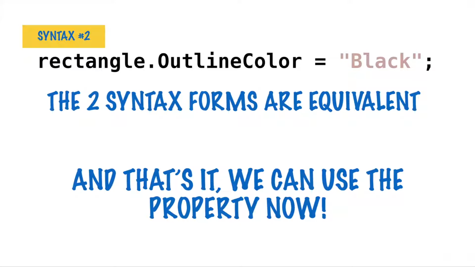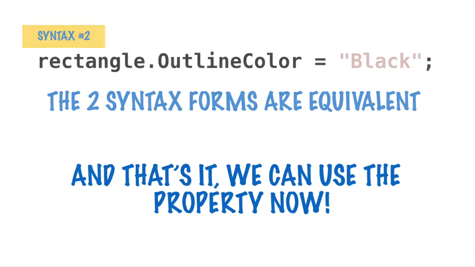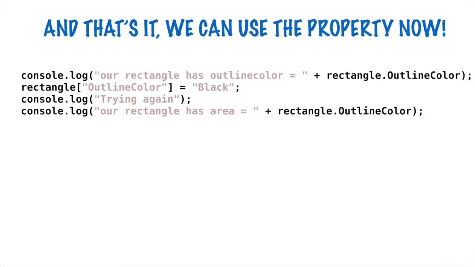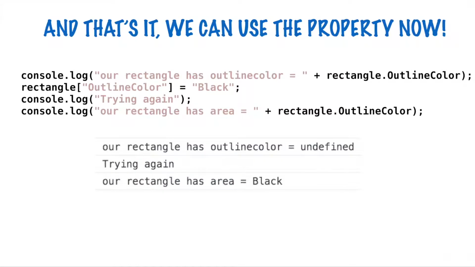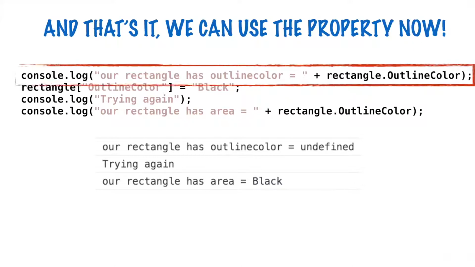Once we define the property, either using syntax 1 or syntax 2, we can go ahead and use the property. Let's see this in action and make sure that it really works. There's nothing like looking at a few lines of code to prove what we've learned. Take a look. We first log the rectangle.outline color before we define it. Then we go ahead and add this property on the fly to the object rectangle and then log it again. And if you look at the output, you'll see that the first time we print undefined and later it'll have the color black as the outline color.